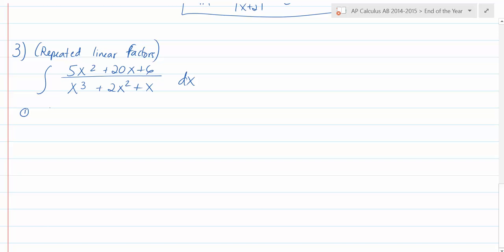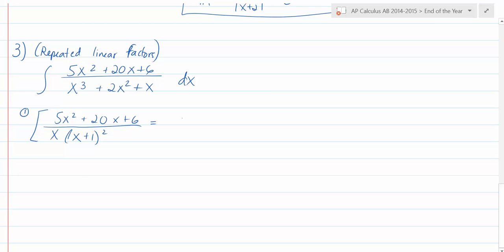So if you factor your denominator, you're going to see that you could take an x out front, which would leave you with x squared plus 2x plus 1, which factors to x plus 1 squared. Okay, so there's the repeated linear factor.